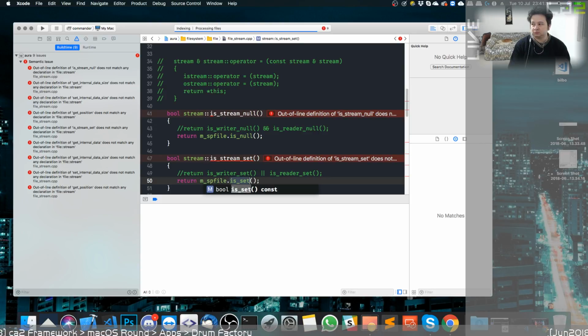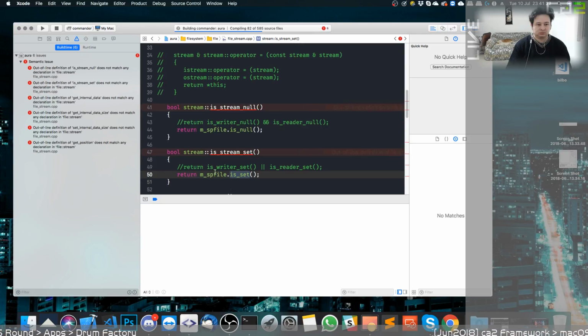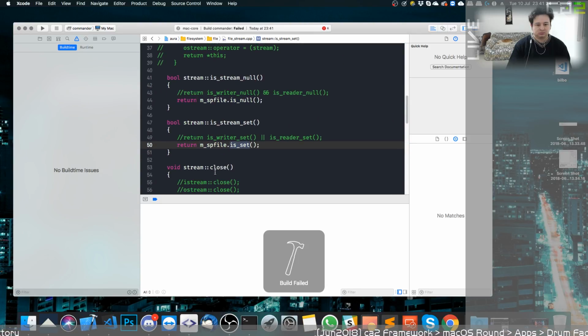Okay, so now that we have actions set, the actions are getting registered. We also need to actually keep commands as well.